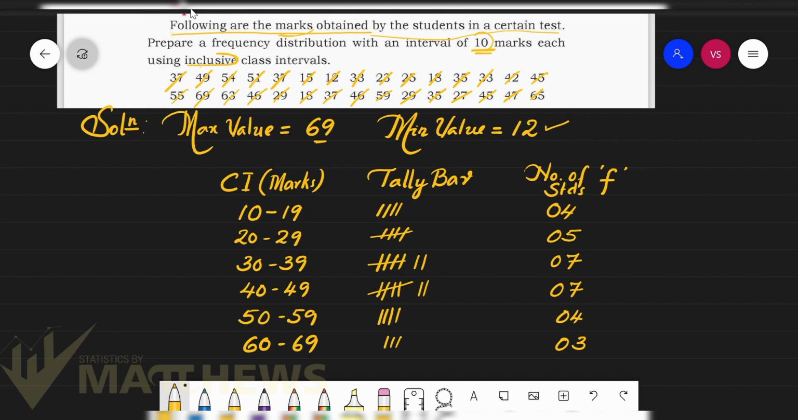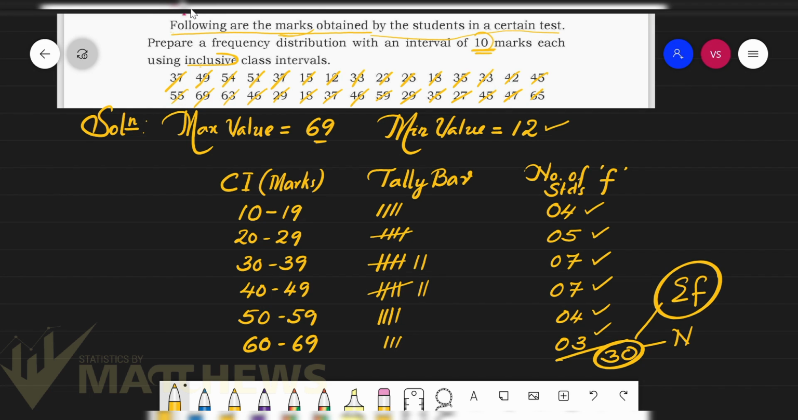Let's see whether we'll get 30 or not. I see the tally. 4 plus 5 is 9, 9 plus 7 is 16, plus 7 is 23, plus 4 is 27, plus 3 is 30. So this is what we call n, or we call this summation f. This is what we are supposed to do, students. So for us, again I say, these values are important, not the total, students. The total is only to verify whether we have read all the observations or not.